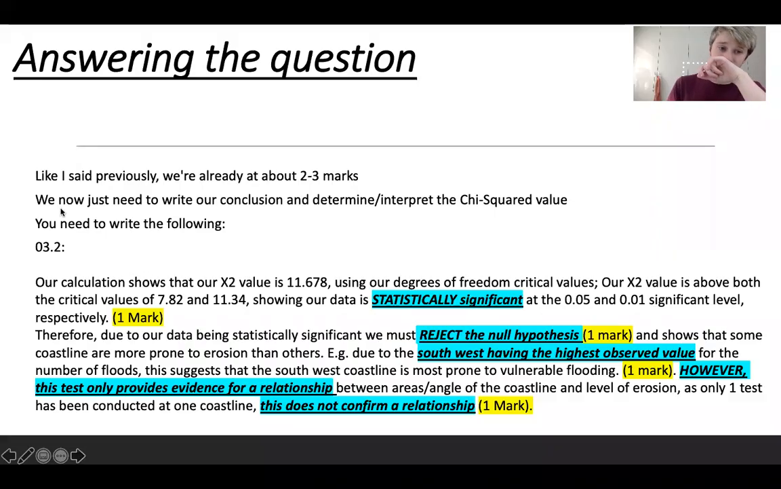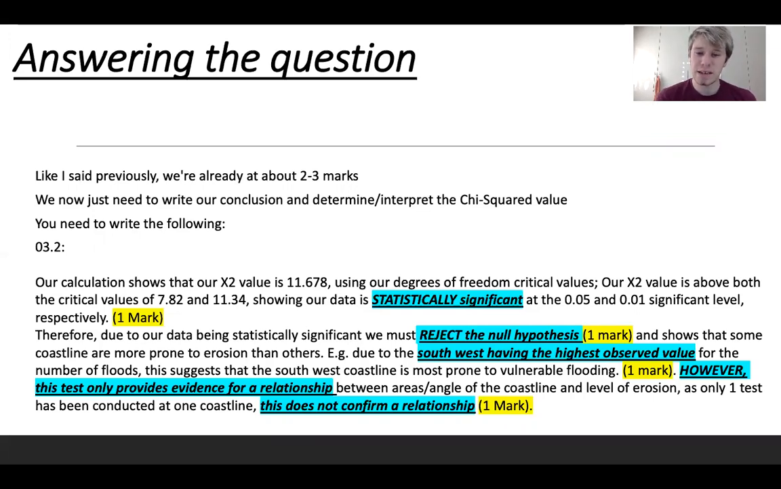So here we go, this is what I've done. Like I said previously, we're at about 2 to 3 marks. Now we've just got to write our conclusion, and here is what my conclusion is. Our calculation shows that x squared is 11.678. Using our degrees of freedom, critical values, our x squared values are both above the value of 7.82 and 11.34, showing that our data is statistically significant at the 0.05 and the 0.01 significance level respectively. That's 1 mark.